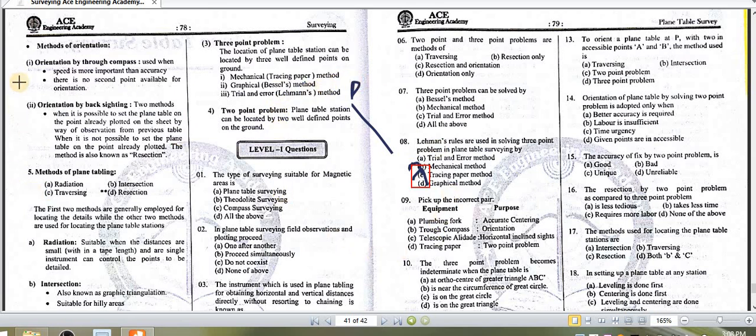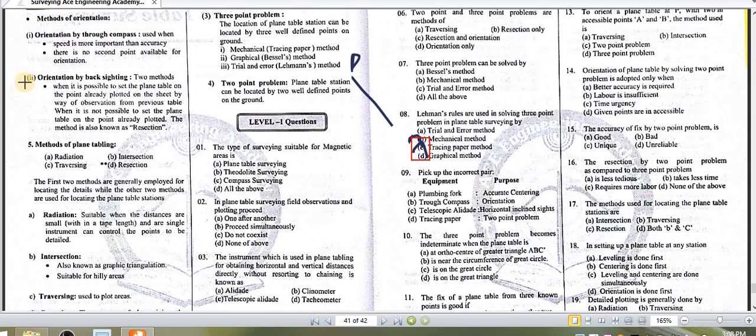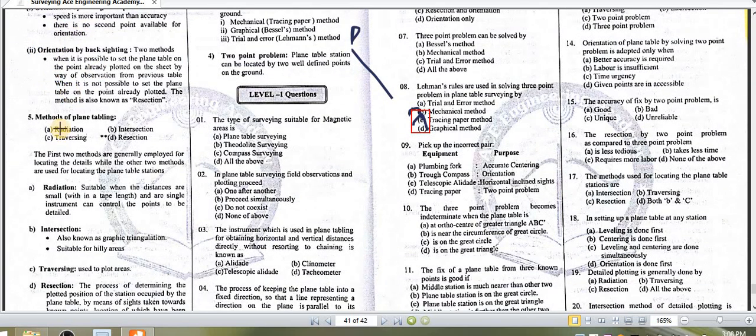So these are the two methods generally used for orientation: one is with the help of trough compass, and the other is backsighting. The most common method used is backsighting, because it is not affected by electric field or magnetic field. In the trough compass method, there are chances that it will get affected by a magnetic field and will not give you the proper representation of north and south direction. So try to prefer the backsighting method.